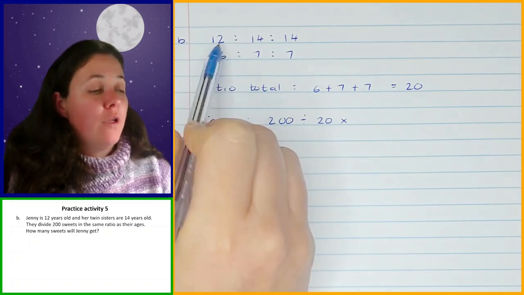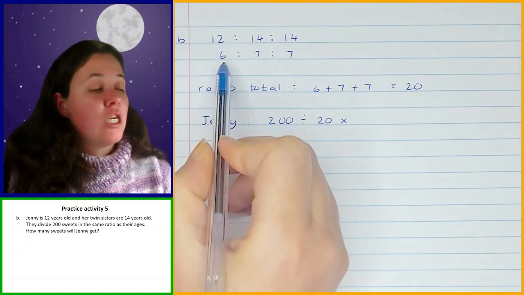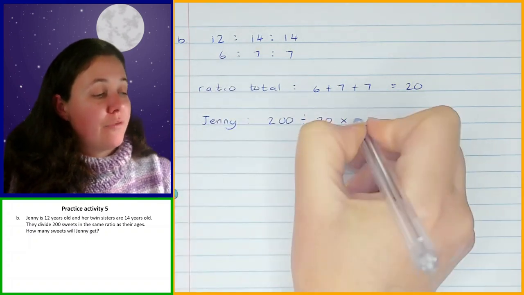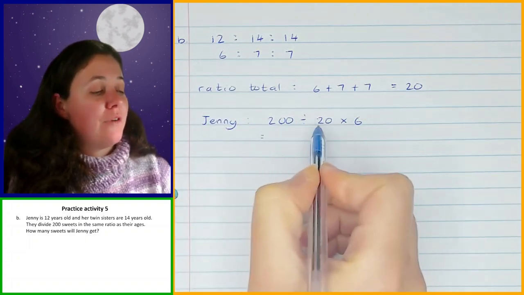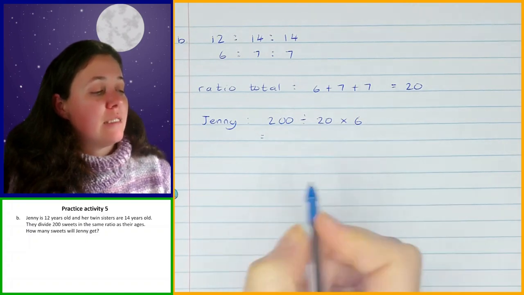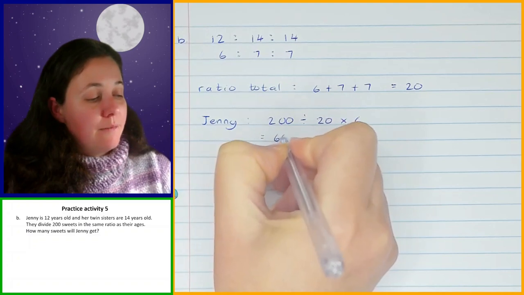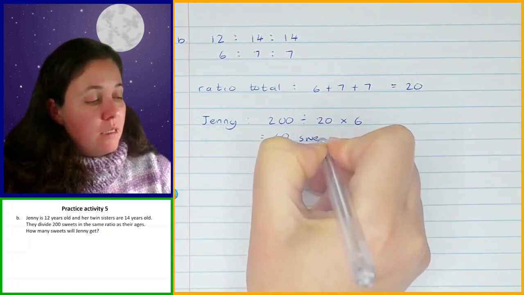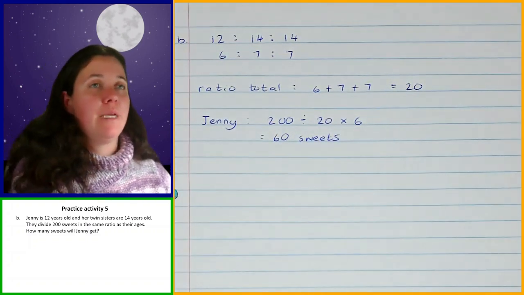Now, I have to use 6. I can't use 12 because when I got the ratio total, I was using the simplified numbers, so I have to use the simplified numbers here as well. So I need to multiply by 6. That's 200 divided by 20 times 6. 200 divided by 20 is 10, times 6 is 60. So that means that Jenny gets 60 sweets. Okay, so that's what you should have got for question B.